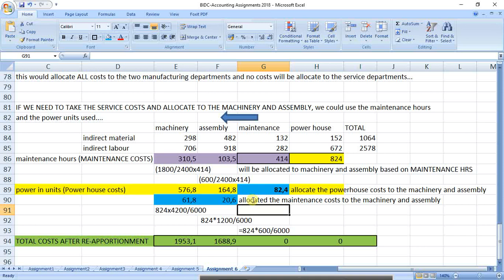Put headings here for these totals. Which totals? How are they going to know what 0 and 0 is? It's for the machine. All of this is for the machine. It's the same columns. Oh, so it's under the same. Yeah, it's all the same columns. Okay, so that's for machine, that's for assembly, that's for maintenance, that's for powerhouse, that's for total.